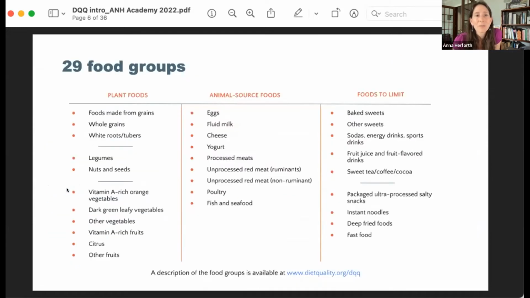These are the food groups that are covered. We have an array of plant foods, a variety of different types of fruits and vegetables. We separate whole grains out from other foods made from grains to understand various aspects related to health. We have a number of animal sourced foods categories as well, and then a number of food groups that are foods to limit in the diet that tend to be associated with non-communicable disease risk.